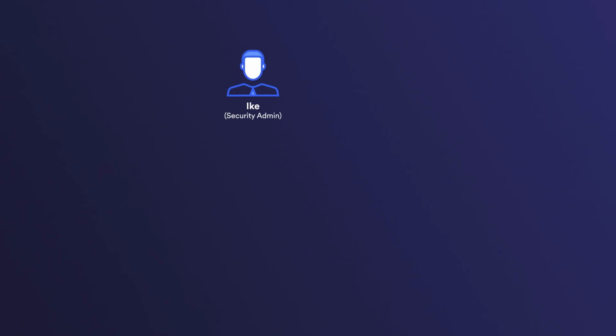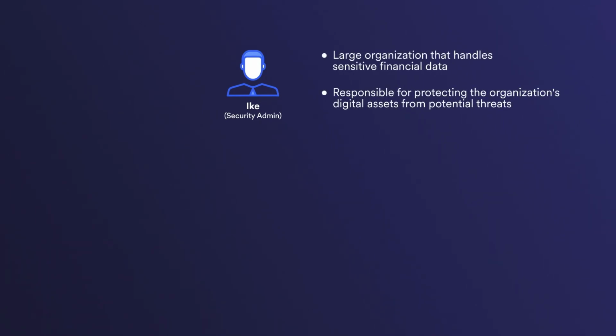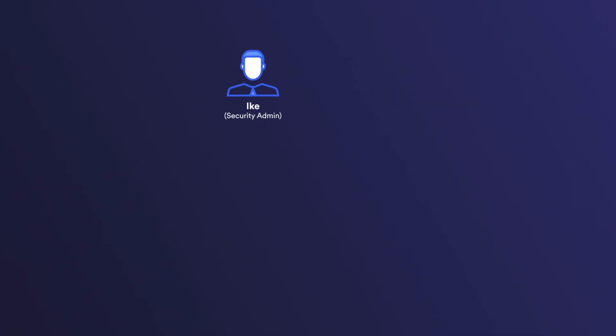Ike is a security administrator for a large financial organization. He is responsible for ensuring the organization's digital assets are protected from potential threats. Today, he has been assigned a critical task to enable tenant restrictions for their Microsoft 365 environment.